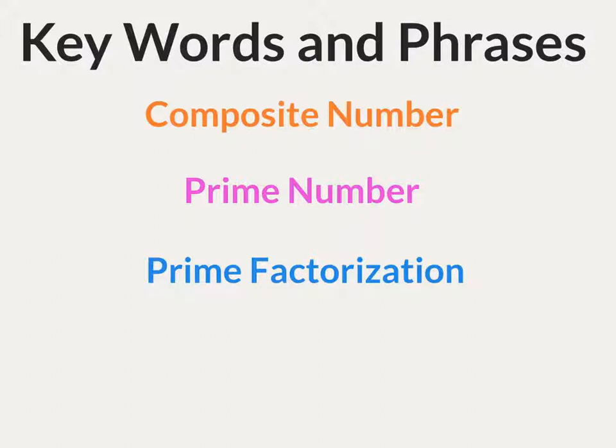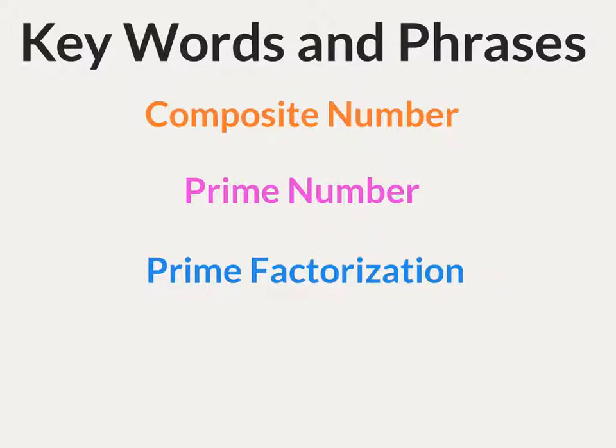Now let's talk about prime numbers. Prime numbers are those numbers which have the factors of only 1 and itself. So for example, the number 2 would be a prime number because its only factors are 1 and itself, the number 2. The number 5 would be a prime number because its factors are 1 and 5. If a number only has the factors of 1 and itself, that number is a prime number.